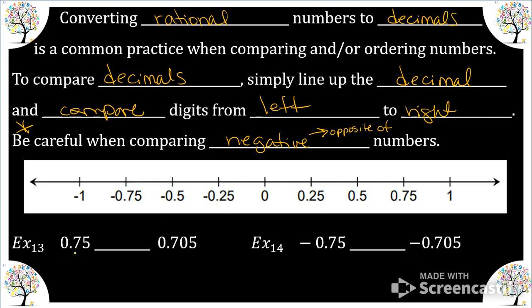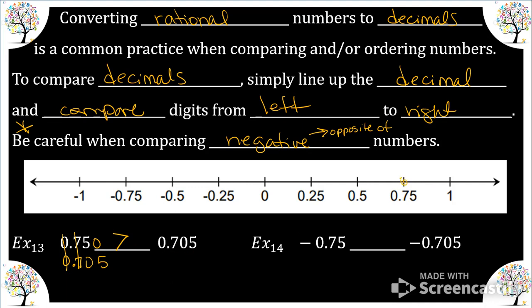But let's get there. So 0.75 compared to 0.705, we're going to line up the digits, and we're going to start from the left and work our way to the right. So our positive zeros are the same. Sevens are the same. Now we have 5 is greater than 0. So we can pause there and say 0.75 is greater than 0.705.